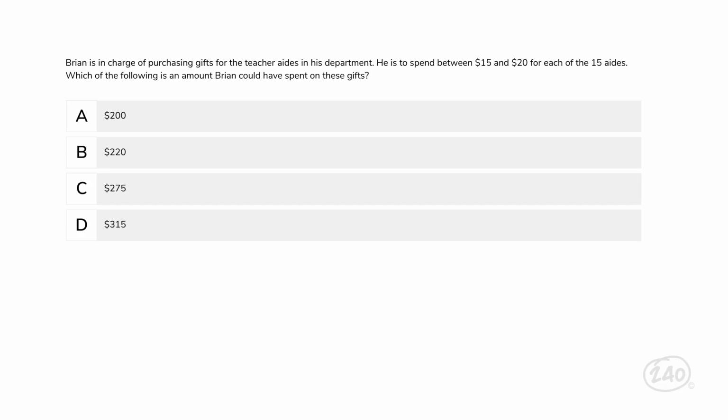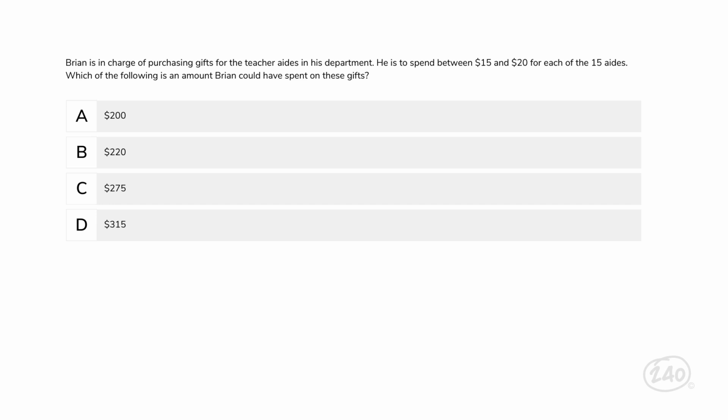Last up is mathematical reasoning. Brian is in charge of purchasing gifts for the teacher aides in his department. He is to spend between $15 and $20 for each of the 15 aides. Which of the following is an amount Brian could have spent on these gifts?